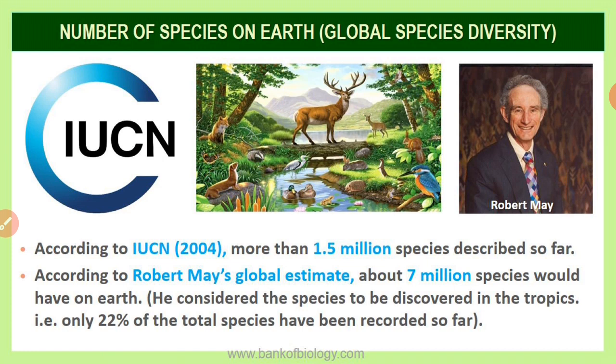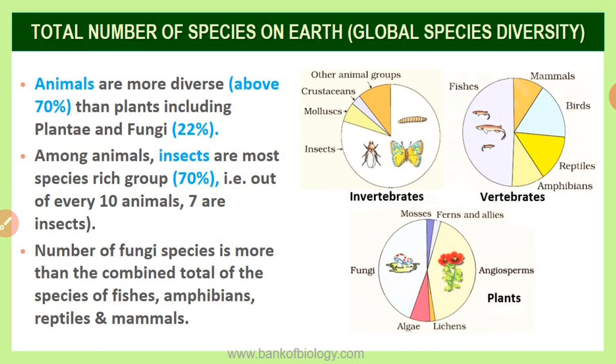More than 70% of all the species which are recorded are animals. Animals are more diverse, about 70%, than plants. You can say 70% are animals and 22% are plants, which include algae, fungi, bryophytes, gymnosperms and angiosperms. Then again, among animals, which constitute 70%, insects are the most species-rich, that is, out of every 10 animals, 7 are insects.